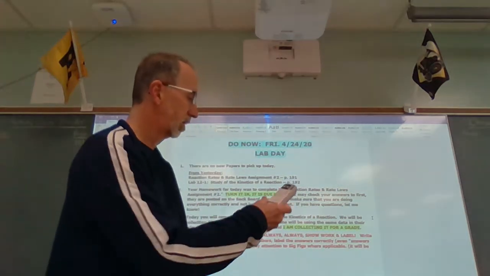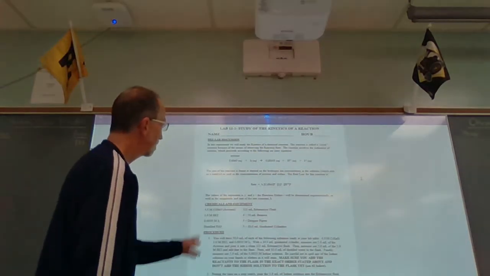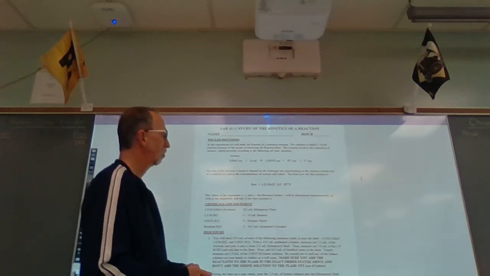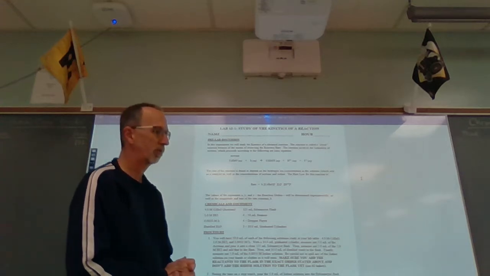So, without further ado, let me unfreeze the screen here, and we will look at our lab. So in this experiment, we'll study the kinetics of a chemical reaction. This reaction is called a clock reaction because of the means of observing the reaction rate.